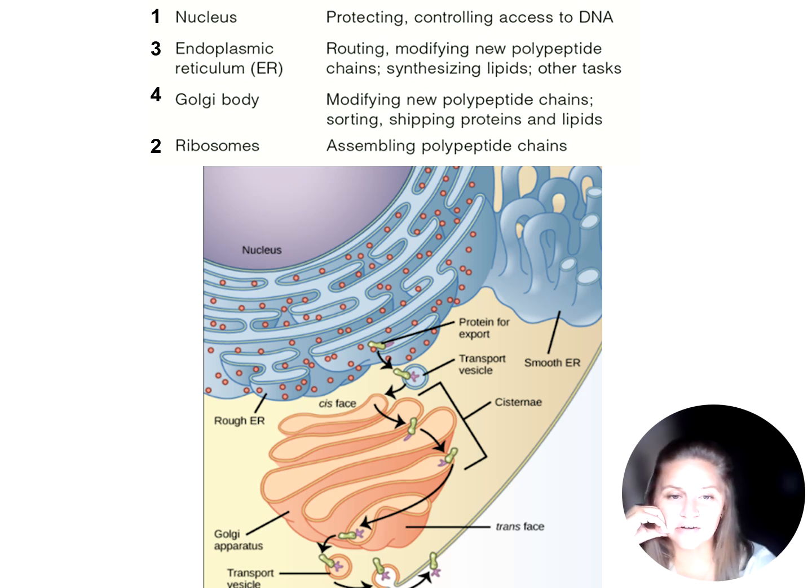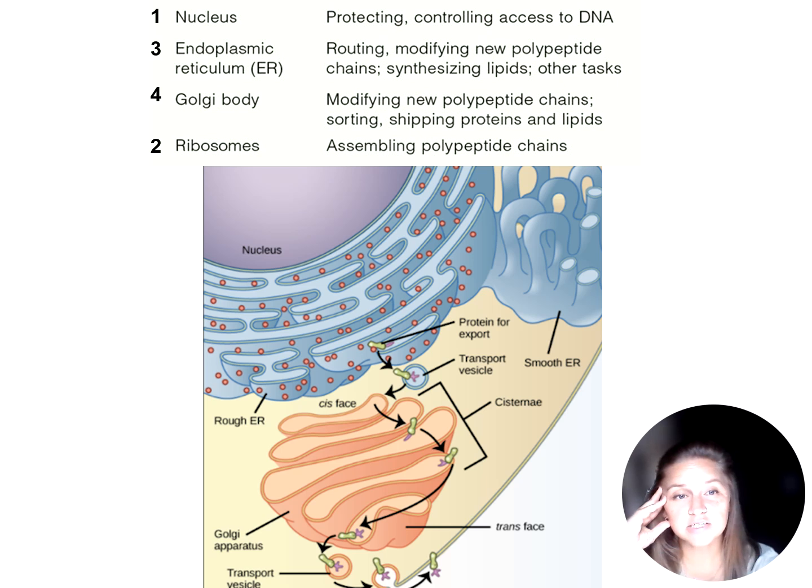So here are just some other examples of organelles. I have a nucleus. The purpose of the nucleus is to protect the DNA. So the DNA is information. We want to make sure we keep it safe. It doesn't get damaged. And in the nucleus, it's very protected, so the DNA isn't damaged.